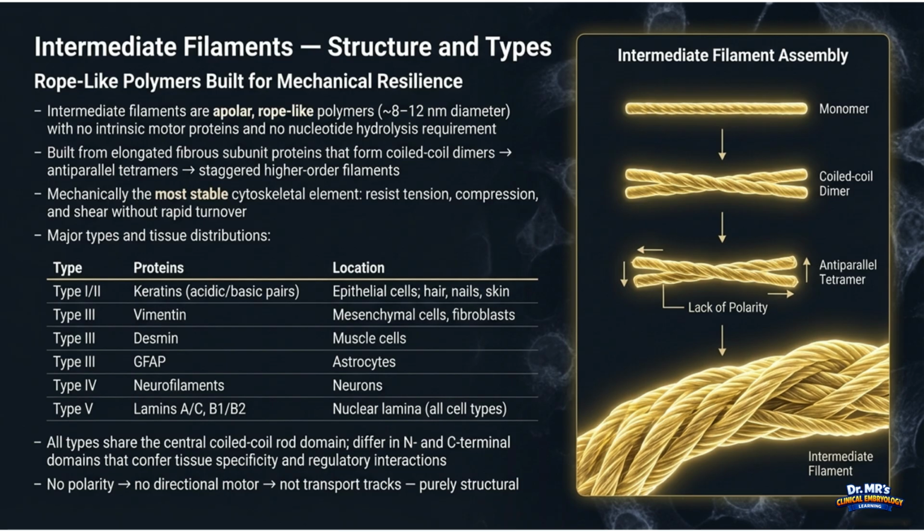The cell uses microtubules and actin as the highways and local roads, but it uses intermediate filaments purely as structural steel. They anchor the nucleus, they rivet cells together, and they distribute mechanical stress across entire tissues so that individual cells don't tear under pressure. For the ESHRE exam, you need to know the specific types of intermediate filaments because they are tissue-specific. The type of IF a cell expresses tells you exactly what kind of tissue it belongs to.